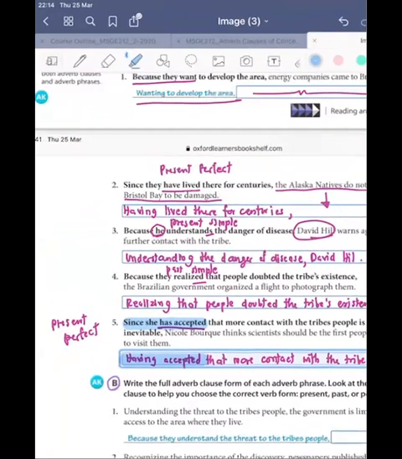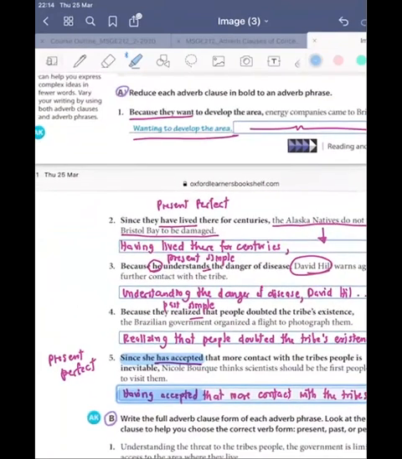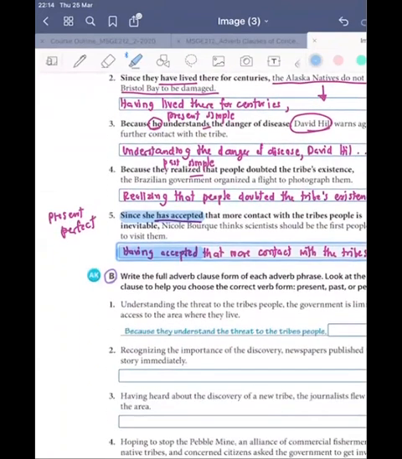So exercise A, you changed from adverb clauses to adverb phrases. Now, the other way around. They're asking you to write a full adverb clause from each adverb phrase. So basically phrase to clause. Look at the main clause to help you choose the correct word form, either present, past, or perfect. So they give you an example.